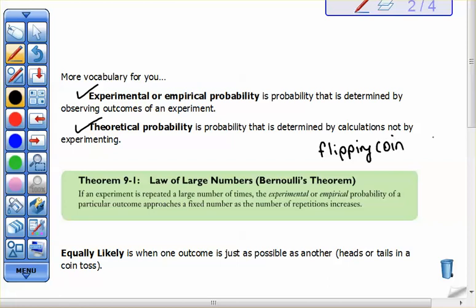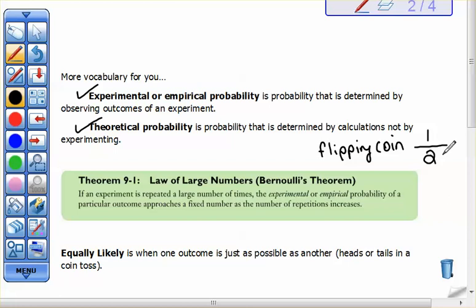In flipping that coin, the number of successes would be 1, because if I flip a head, then I'm successful. If I flip a tail, then I'm not successful. So there's 1 success out of 2 possibilities. It could be heads or it could be tails. So those are the total number of possibilities. So the probability of flipping a head would be 1/2. Now, that's what we call the theoretical probability because it's done by calculations.